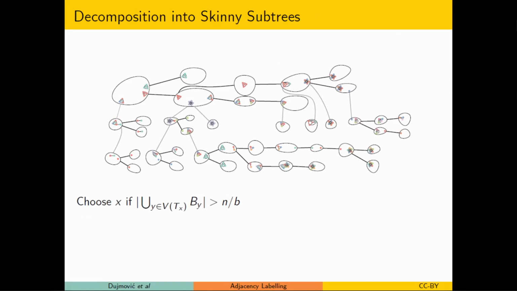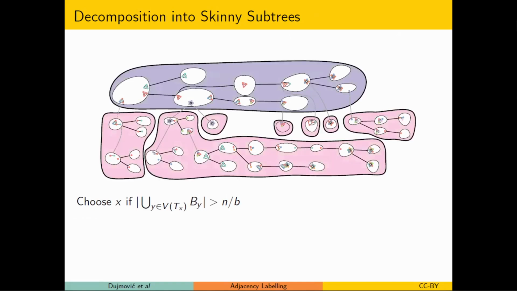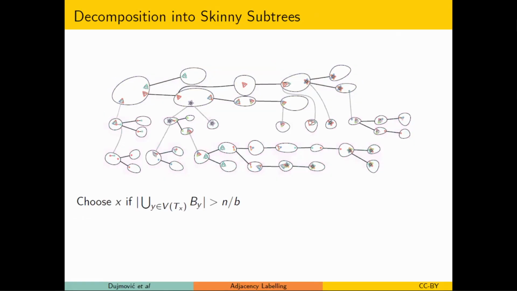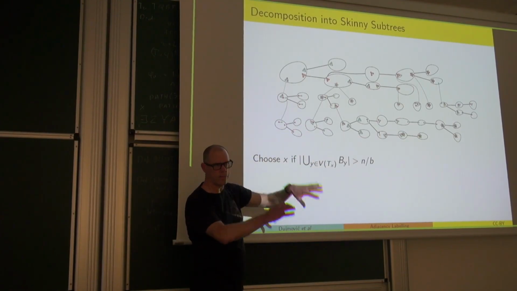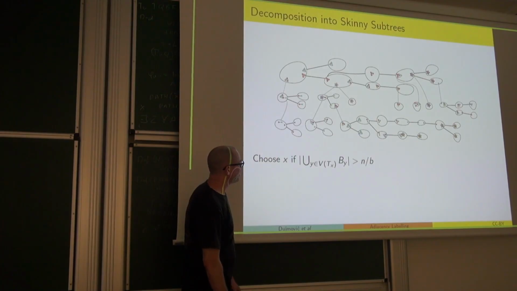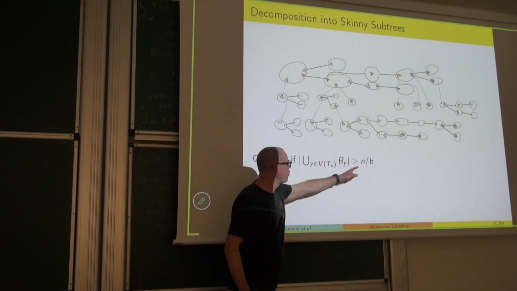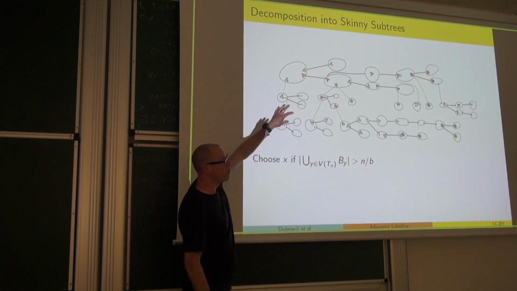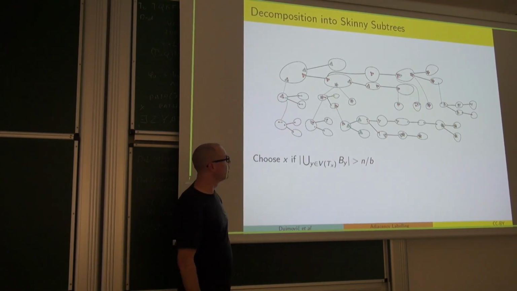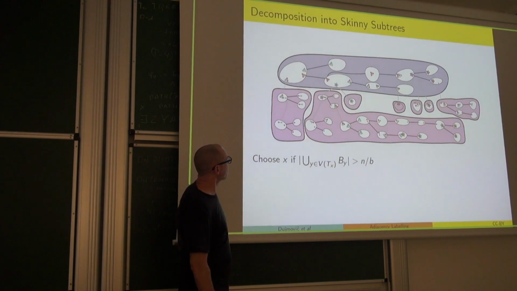So I'll select a bunch of nodes in my tree decomposition, and the criteria for selecting them is I just look at, for instance, the root node here. What's the total number of vertices in all the bags rooted in subtrees of that node? Well, that's n, and that's bigger than n over b, so I better select the root node, and then I do the same thing for the children and so on. And so you get something like this.